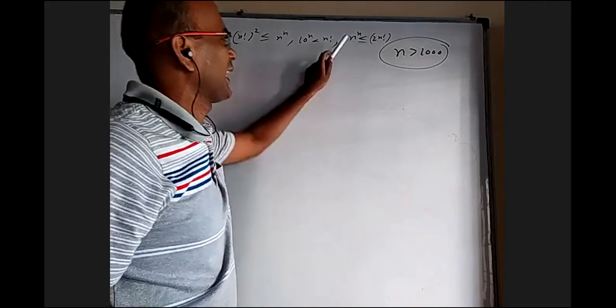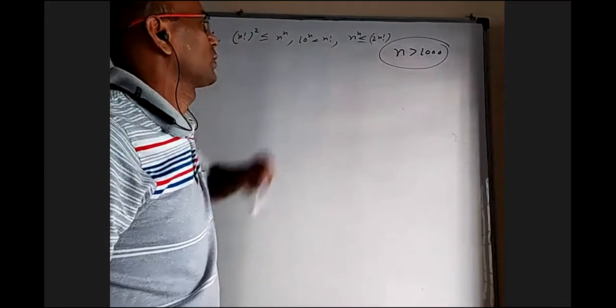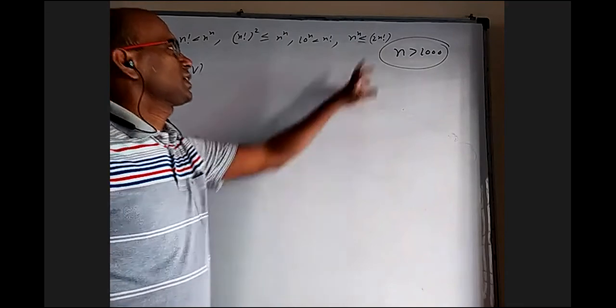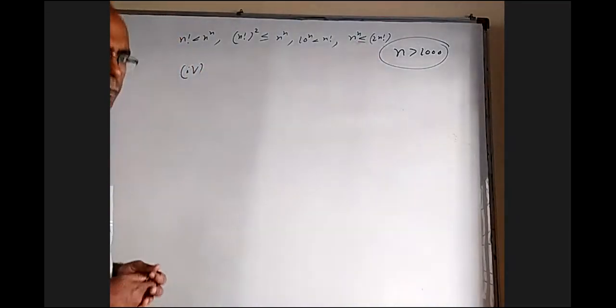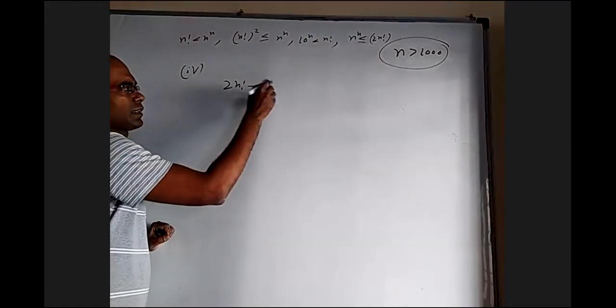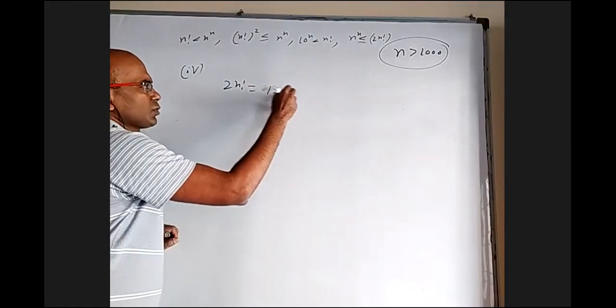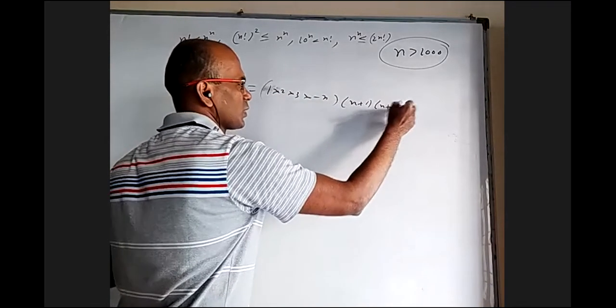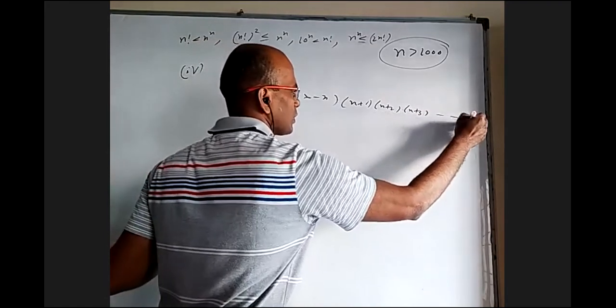Here I am multiplying n terms, whereas here I am multiplying 2n terms. Which is greater? I think we can say this is much bigger than this. Let us see why. This is also easy only. 2n factorial, you can write 1 into 2 into 3 so on up to n into n plus 1 into n plus 2 into n plus 3 so on up to n plus n.